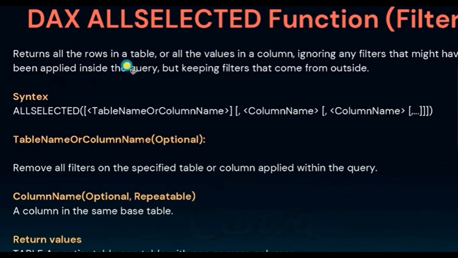Now the DAX ALLSELECTED function. What is the DAX ALLSELECTED function? It may be a question in an interview. So it will return all the rows in a table or all the values in a column, ignoring any filters that might have been applied inside the query but keeping filters that come from outside. And the syntax is ALLSELECTED, name of table or column name. Then if we are using a table name, a column name will be here. It may be multiple column names. But if we are using a column name here, it's not required. So it will return an entire table or a table with one or more columns. I hope you understood how to write the syntax for ALLSELECTED.